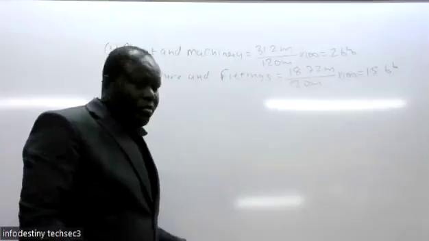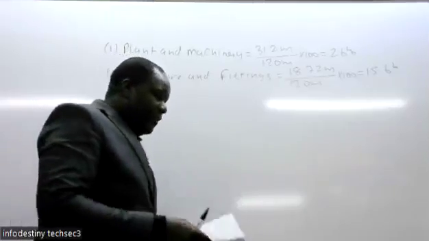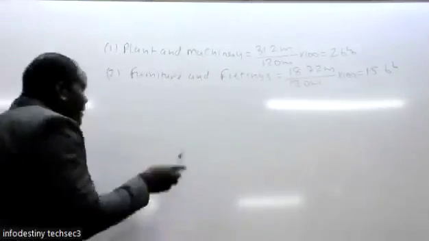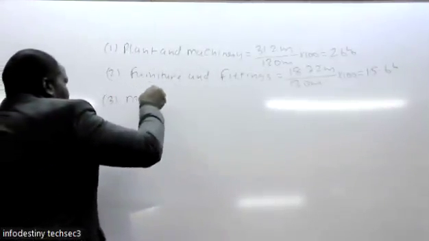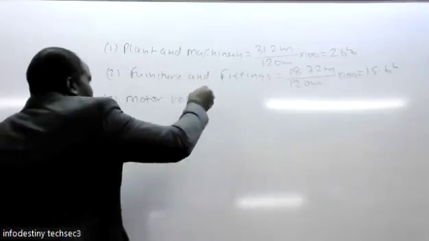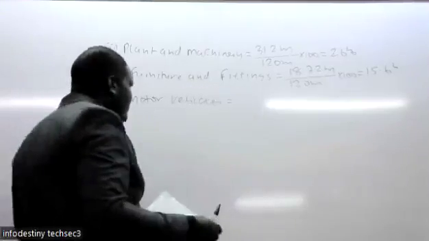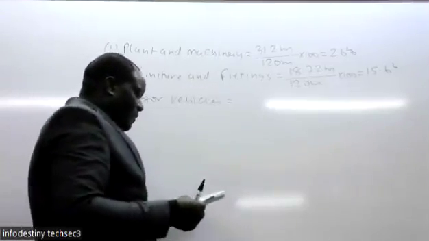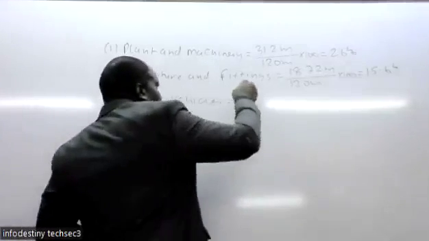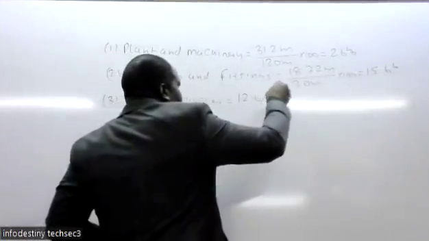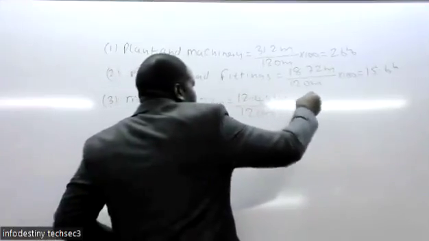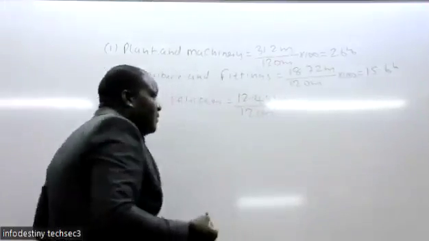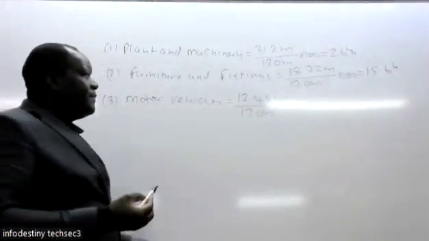Then we go to number 3, the motor vehicles. Motor vehicles is 12.48. Also divide by 120 millions, then express it as a percentage.